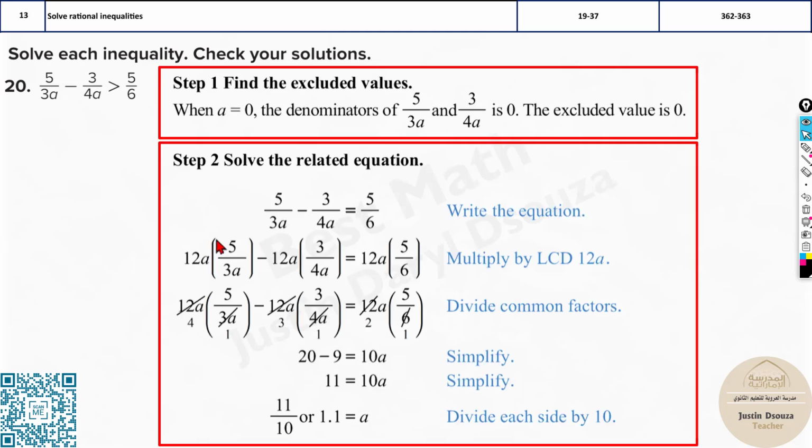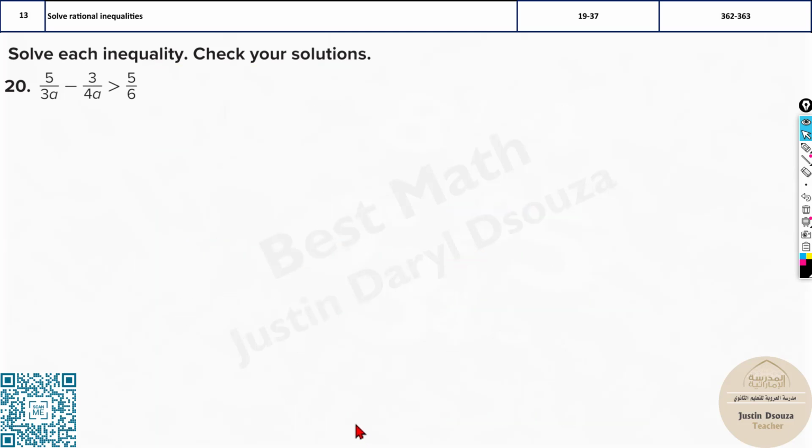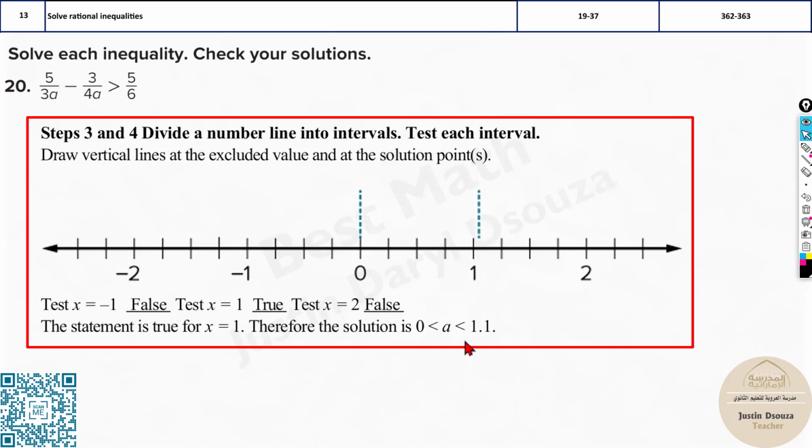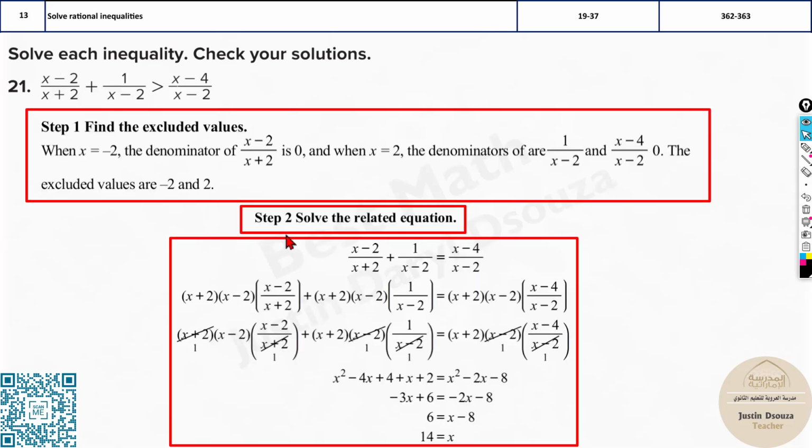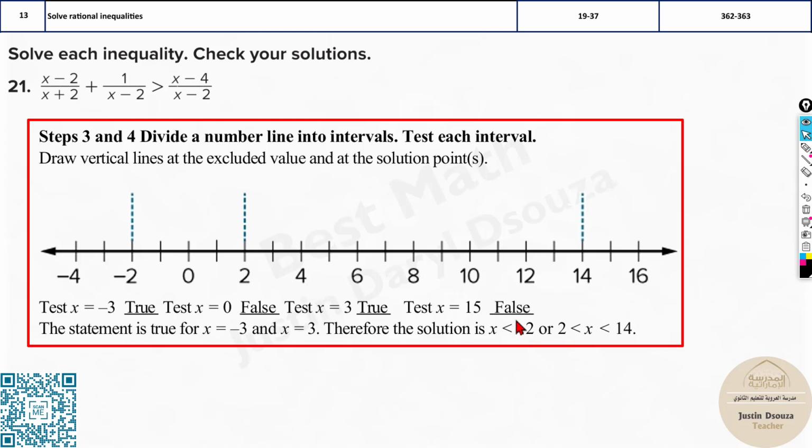Now here you can do the same thing by solving. You'll get 1.1, and then by the number line you can test and you can see there is false, false. Only one is true, that is this range. Similarly, you can try this. I'll just directly jump to the answer and show you the testing values. Over here, you have to test at various points. So there is -3, there is 0, say you can take 3 over here, and then you can take 15. Any convenient values.